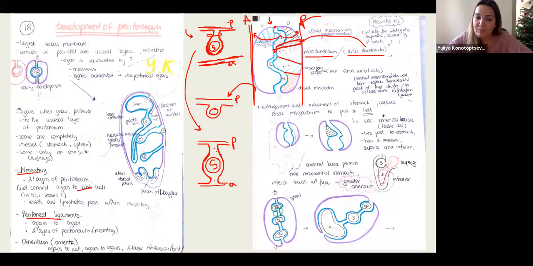In mesentery proper, this is English name. In Latin, they call it ansa umbilicalis. Sometimes they ask this as well. Okay, so Latin, they call it ansa umbilicalis.